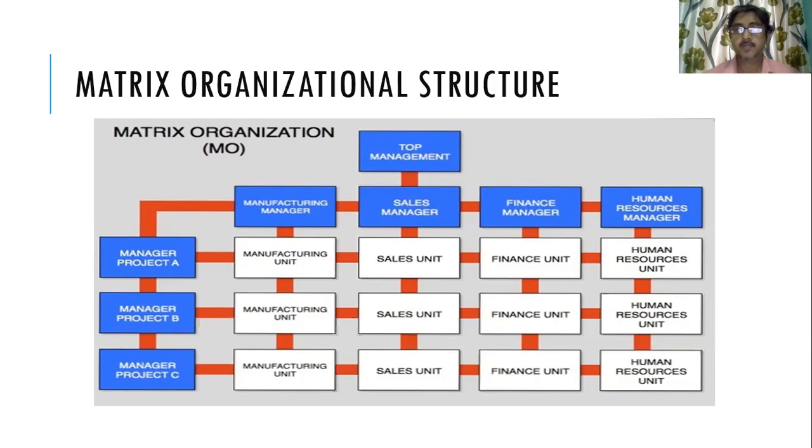Now what is the importance of the matrix organization, or rather when it is used? Actually matrix organization is used in case of the projects. An organization which is a project organization which works in different projects. For example, in case of the IT sector, you can talk about many. Let's take the example of IBM. In case of the manufacturing sector, especially in the construction sector, you can talk about L&T. There are definitely many others.